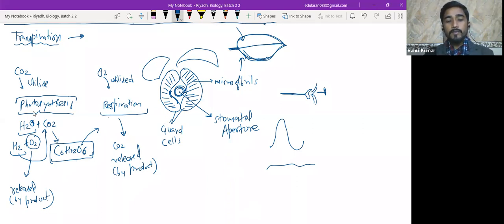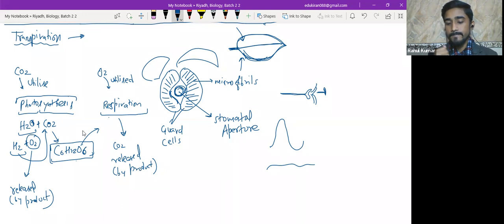Because CO2 is also present inside the cell, which is a byproduct of respiration, it has to come out, and oxygen has to go in to do respiration. And if the nearby region is doing photosynthesis, then the opposite is required. They need to take in CO2 and release O2. So the same stomata is doing both things. Do you understand?